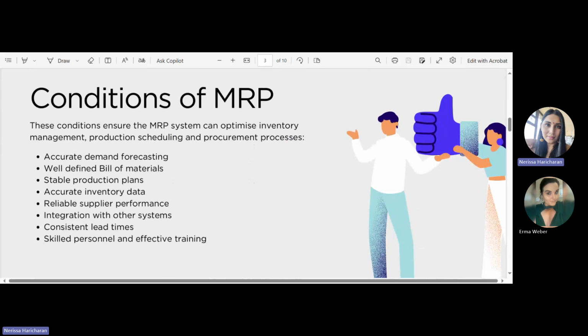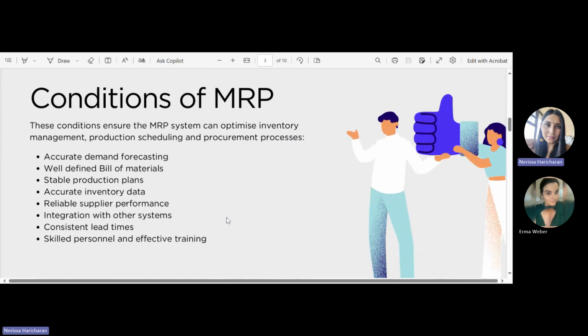So I think in general, your MRP system functions well when it's quite structured, especially from a production environment perspective, with predictable demands and stability when it comes to production processes. You have good inventory data, you have good suppliers, etc. When all of these conditions are met, you can have as much optimization as possible, and you can improve your efficiency within your business.